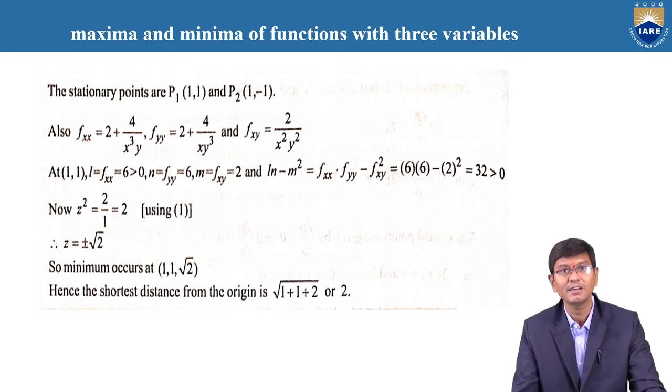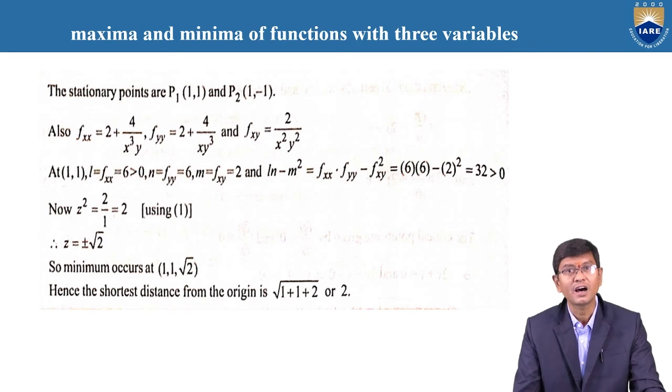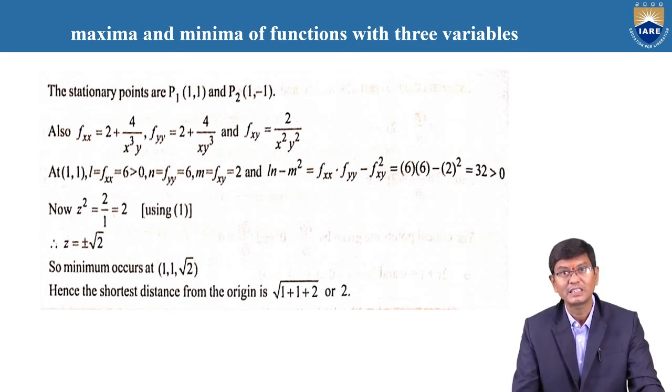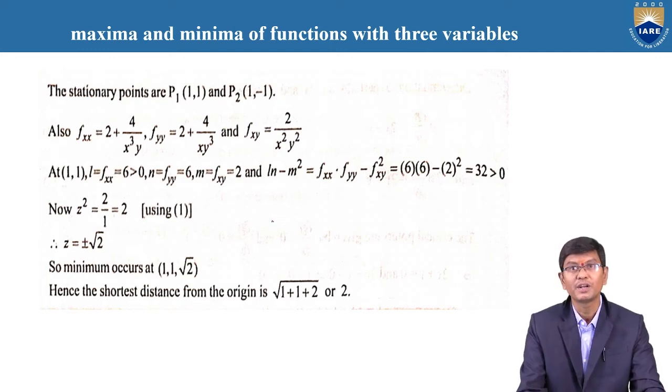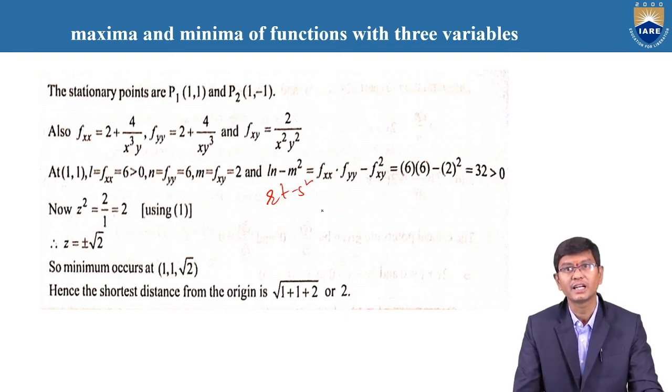Therefore, once again we need to find r, s, t, that is nothing but fxx, fxy and also fyy. According to that, at the point (1, 1), the value of l is equal to 6, m is equal to 2 and n is equal to 6. And similarly, ln minus m square, that is rt minus s square, is clearly obtained which is greater than 0.